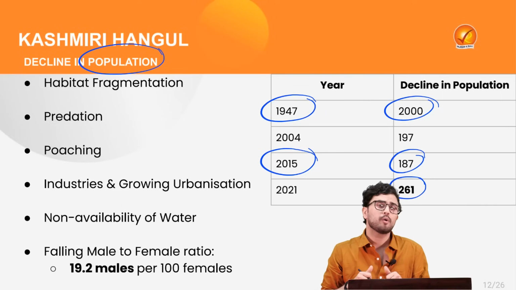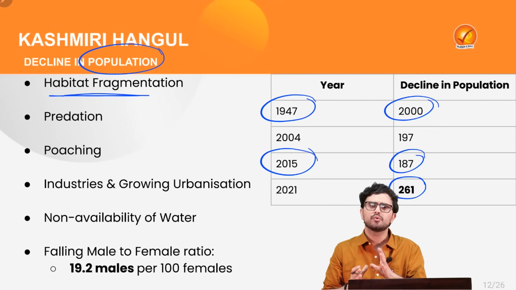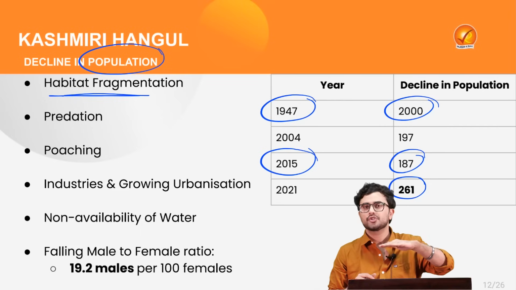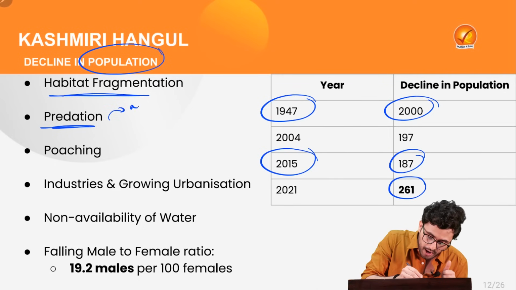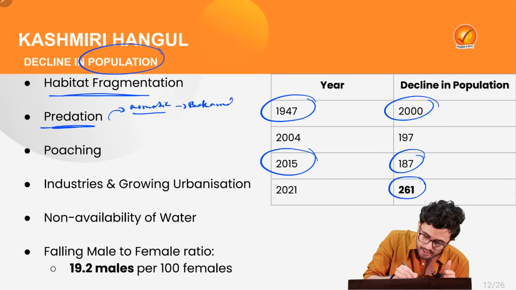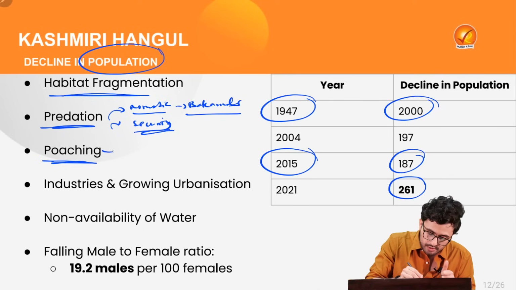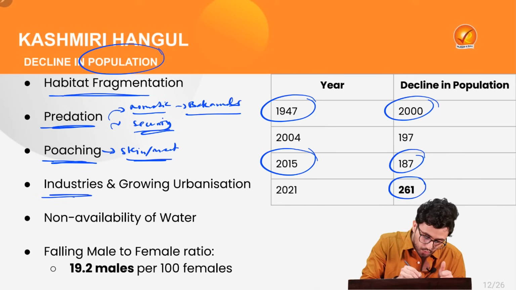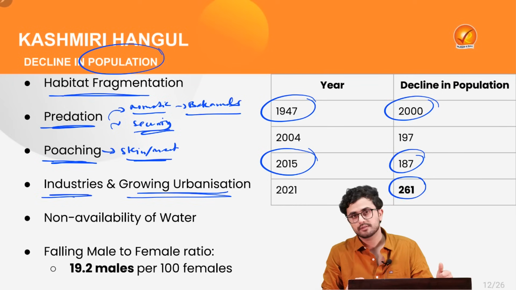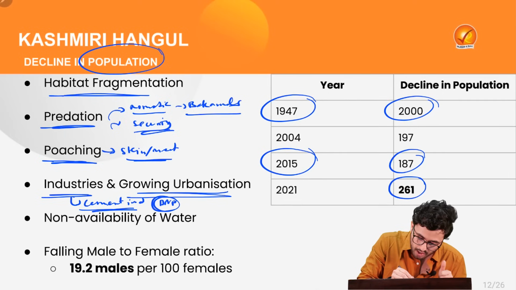Such a rampant decline in the population of Hangul was caused by habitat fragmentation or loss of habitat due to excessive livestock grazing in the alpine pastures of the Upper Dachigam region. At the same time, there are issues of predation caused by the dogs of nomadic tribes such as Bakarwals, or the dogs of security forces, as well as wild animals. This is further compounded by poaching, where Hanguls are killed for their skin and meat, which is in high demand in the international market. At the same time, growing industries and urbanization are also a major cause. For example, the government has allowed construction of a cement industry around Dachigam National Park.